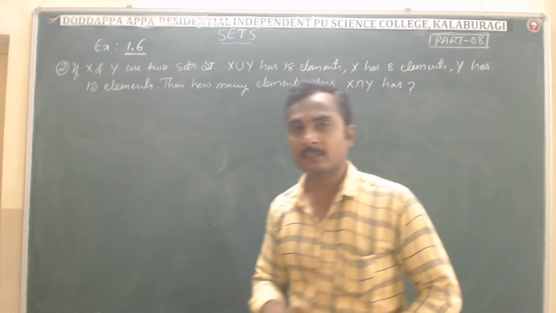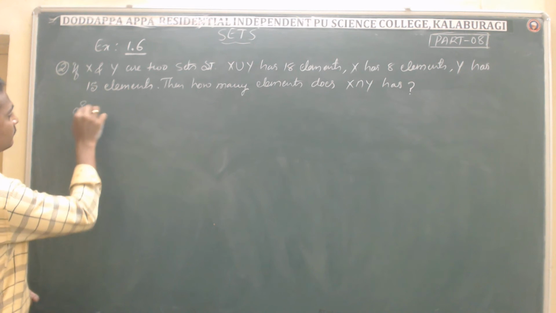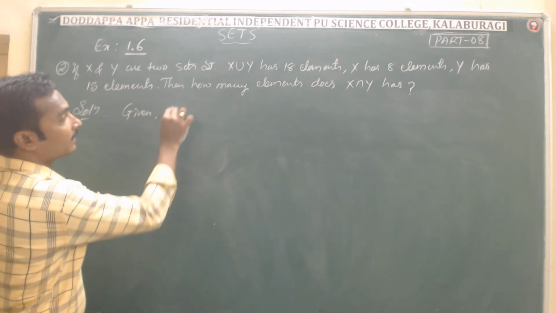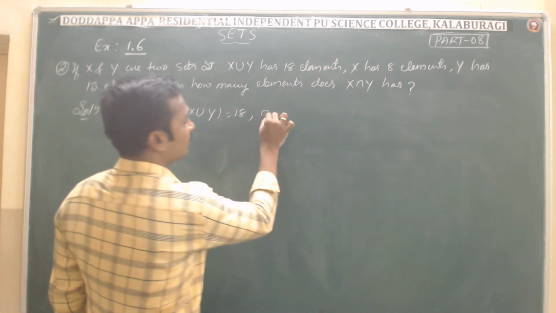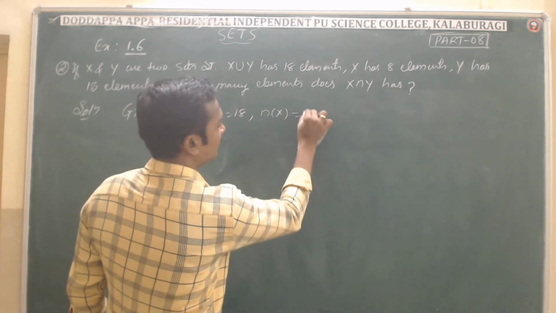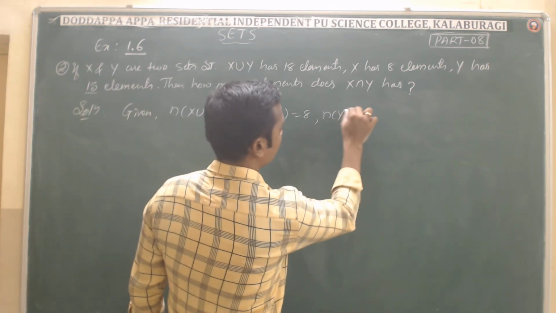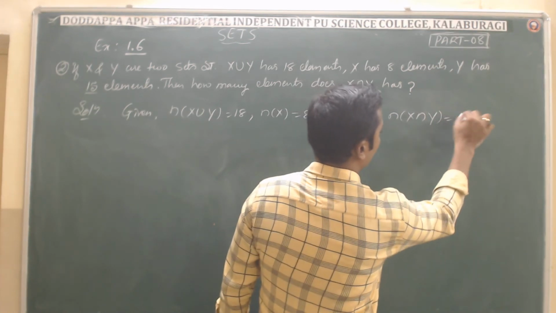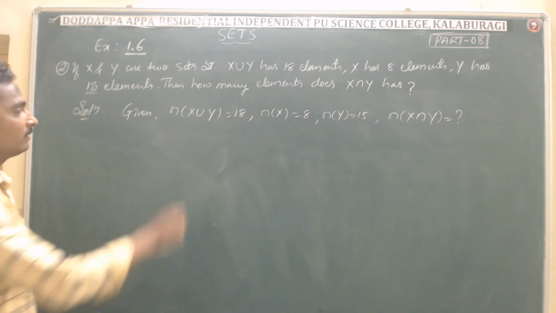Okay. So let us write down what has been given. Solution: it is given to us that n of x union y is 18, n of x is 8 and n of y is 15, and we need to find n of x intersection y. So we have a formula already.